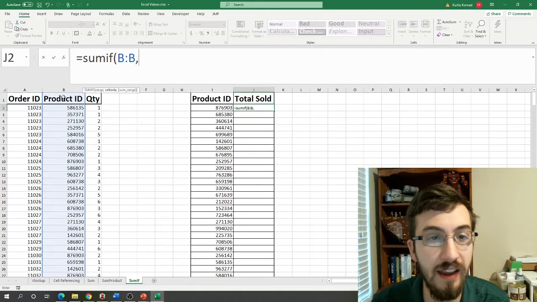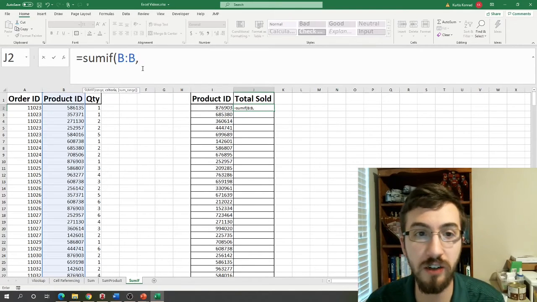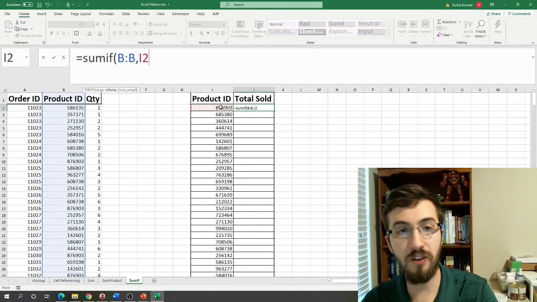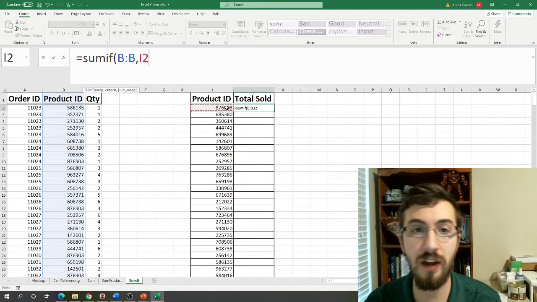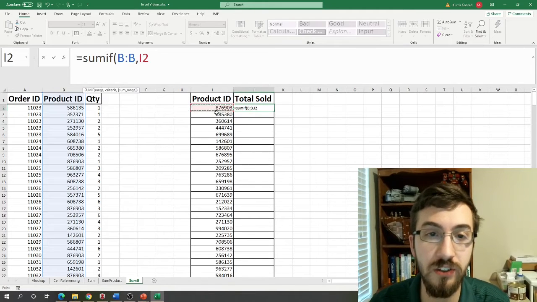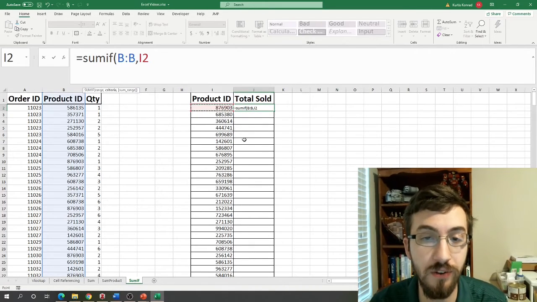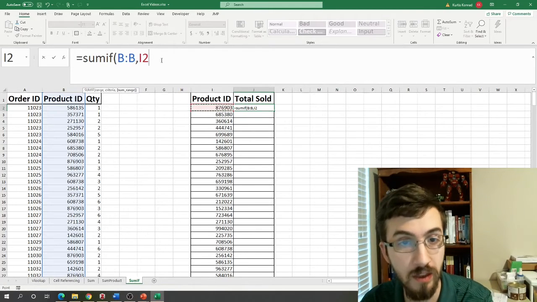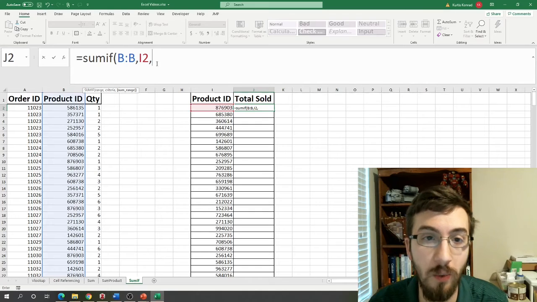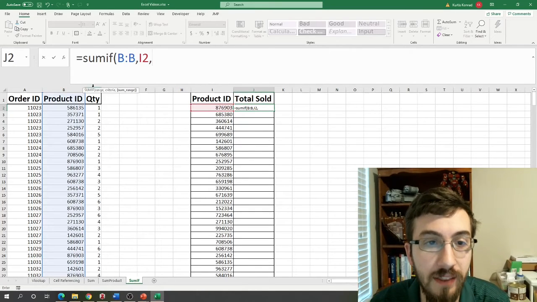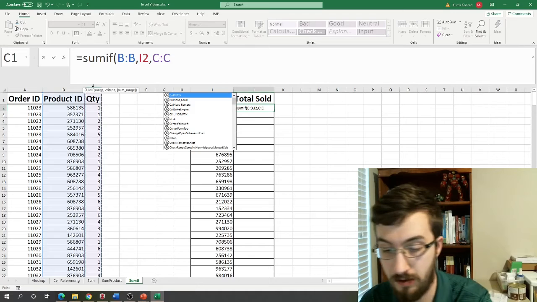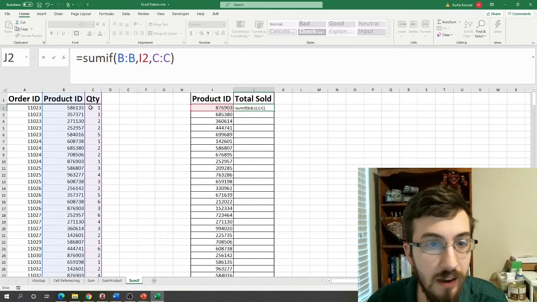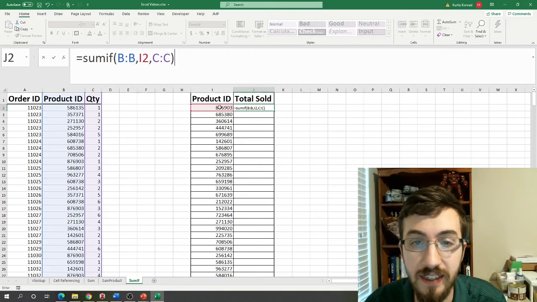The second argument is our criteria. We want to get it if it equals the value in this cell, our product ID. I'm going to leave that as a relative reference so that we can populate this whole table. Then, what column do I want to sum? What's my sum range? That's going to be column C. I want to sum up the quantity if the product ID equals what's over here.